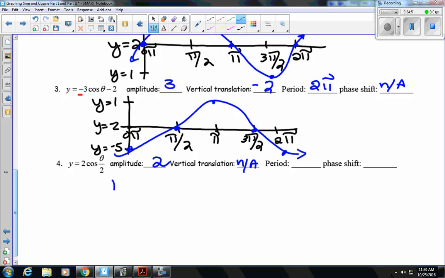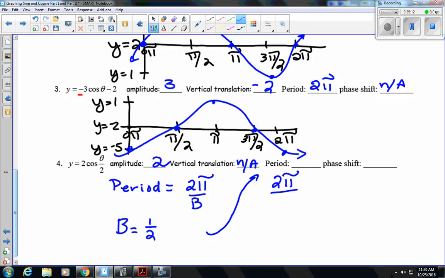So your formula says period equals 2 pi over b, or 2 pi over k, depending on how you want to think about it. And in this particular example, b is 1/2. So 2 pi divided by 1/2 is really 2 pi times 2, which is 4 pi. So our period is 4 pi.